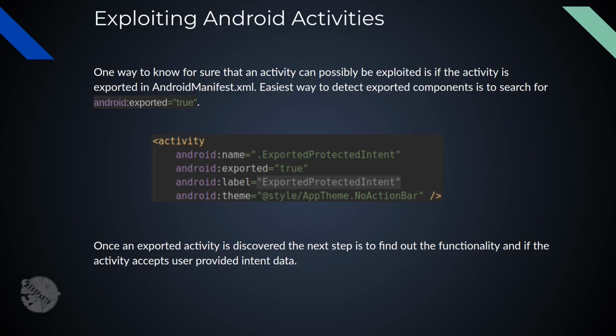Exploiting Android activities. One way for sure that an activity can possibly be exploited, as we said earlier, is if it's exported. You can tell by looking in the activity manifest where it says exported equals true, and then android:name will have the actual class that you will want to do source code reconnaissance with. In this case, it's ExportedProtectedIntent that you would want to look at to see if the logic is accepting user provided data.